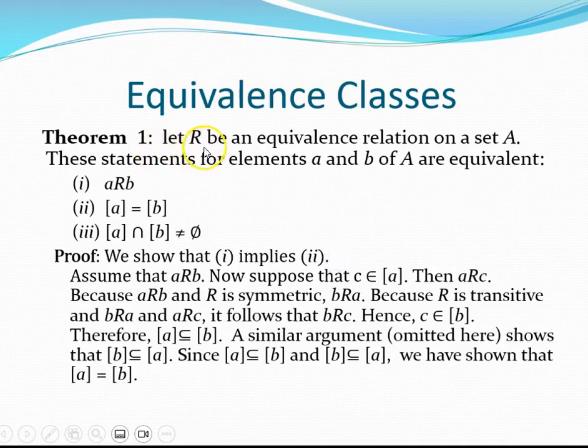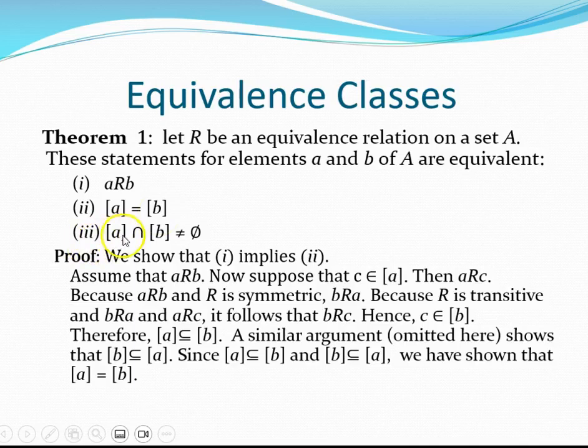Theorem 1. Let R be an equivalence relation on a set A. These statements for elements a and b of A are equivalent. First, a is in relation R with b. Second, the class of a is equal to the class of b.